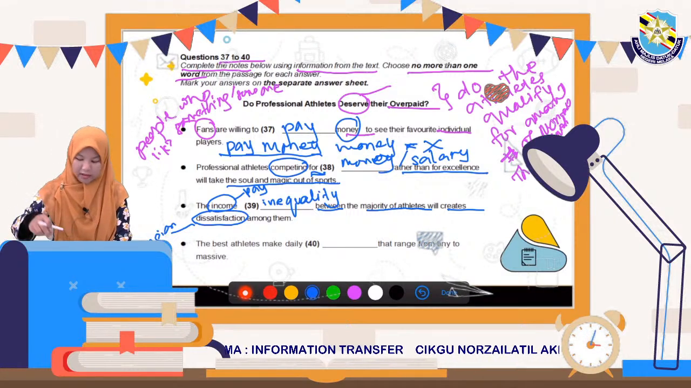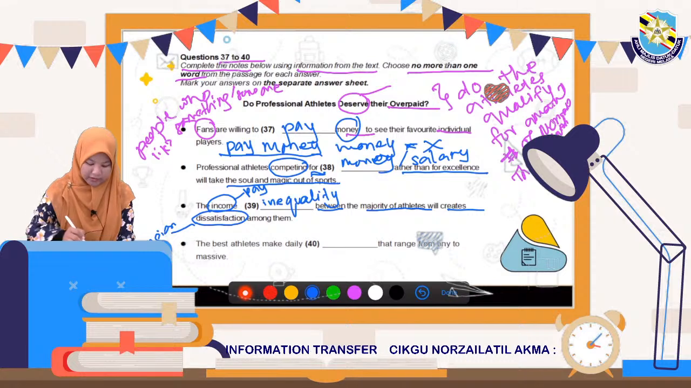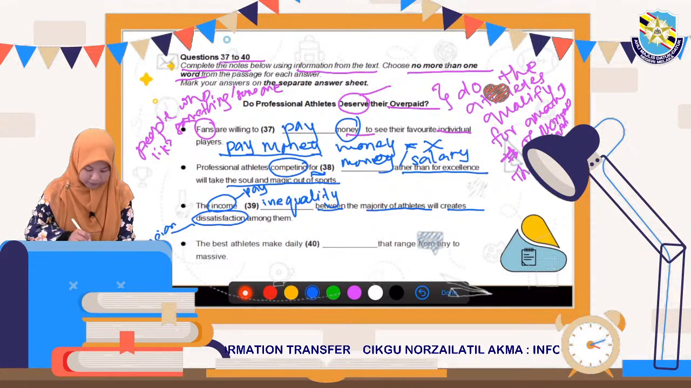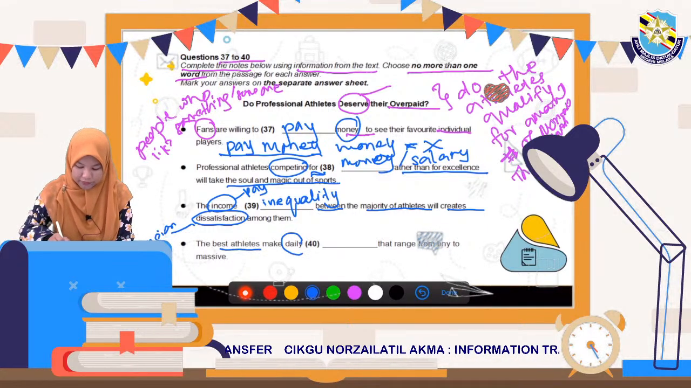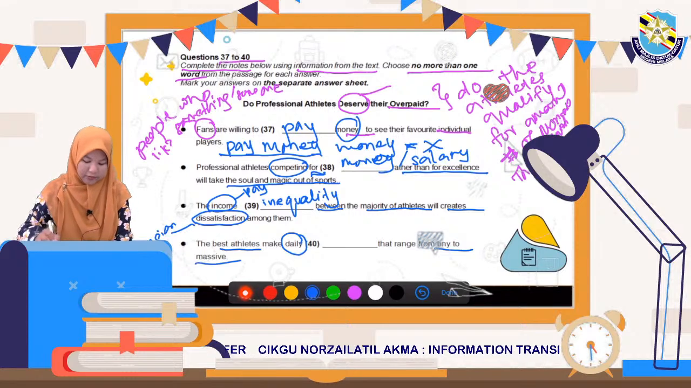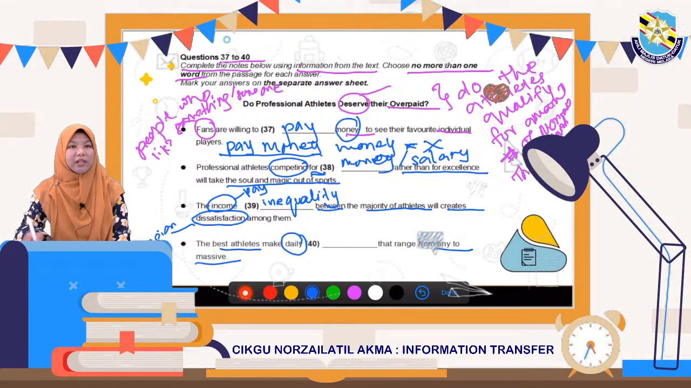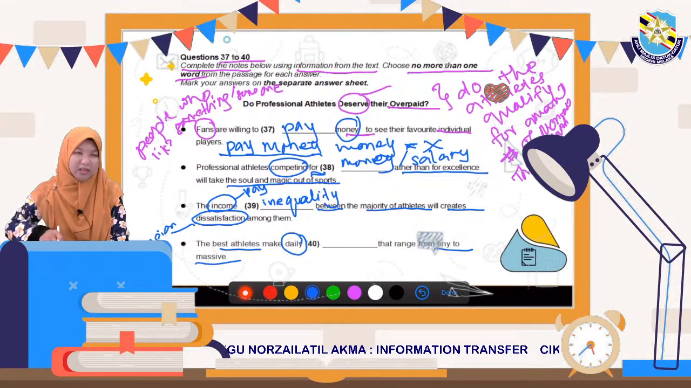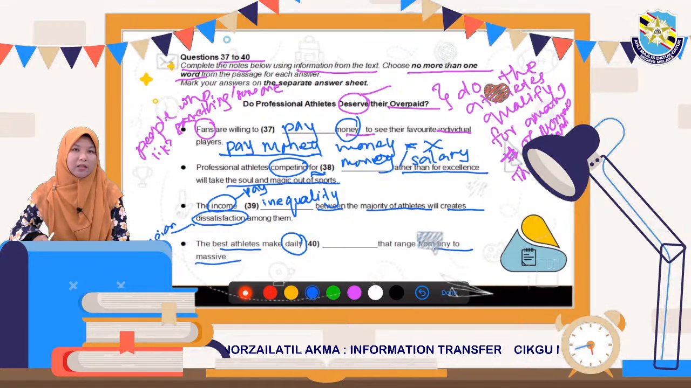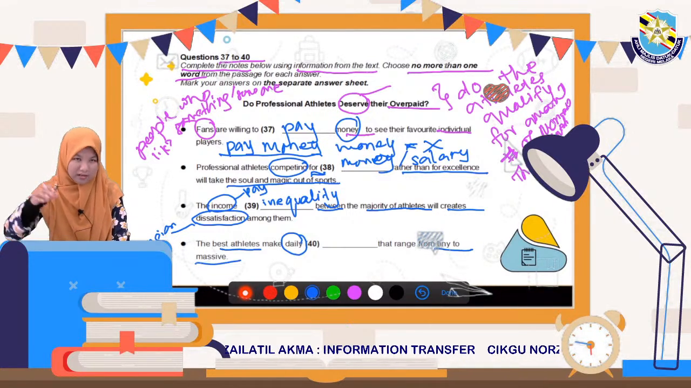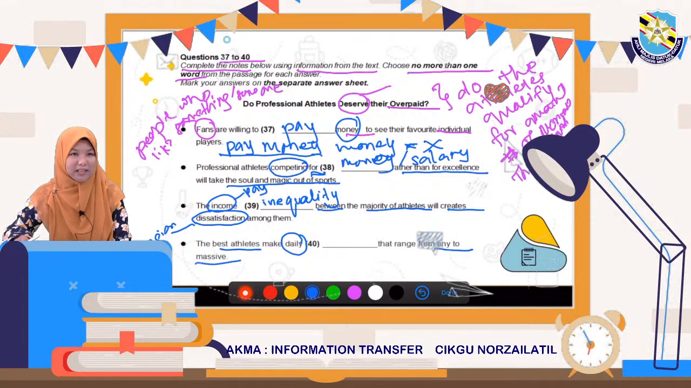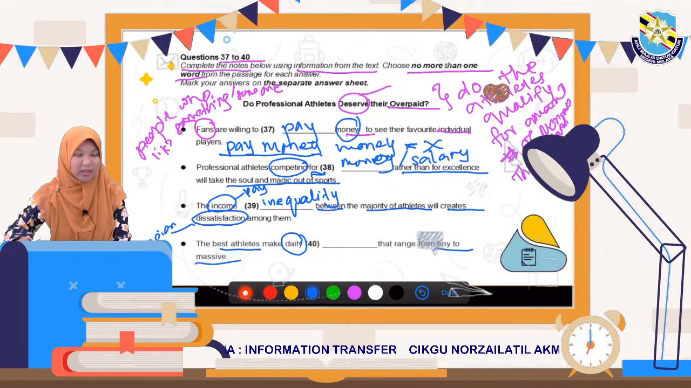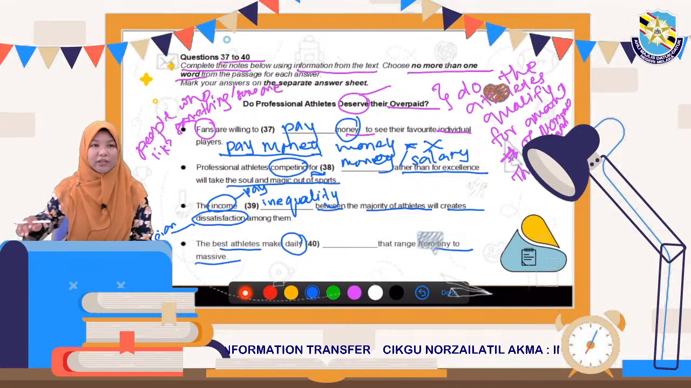Then the last question will be question 40. The best athlete makes daily, that range from tiny to massive. As I mentioned before, the athlete always makes something daily. Yes, Nurul Ain, you are correct. Inequality. Question 39, it is inequality. Okay, good job.